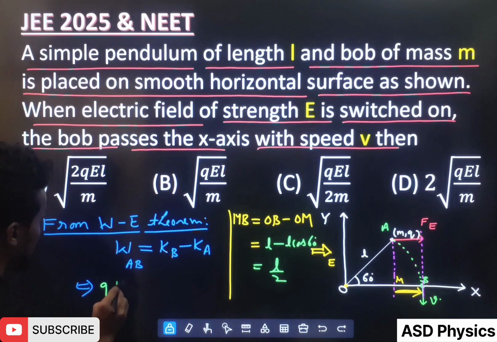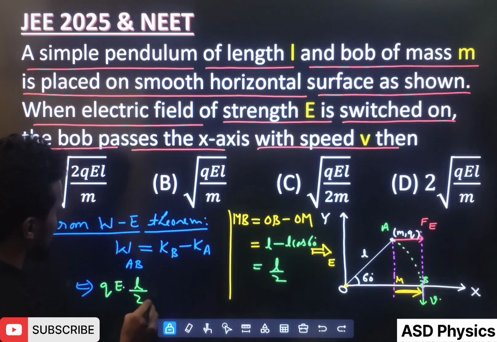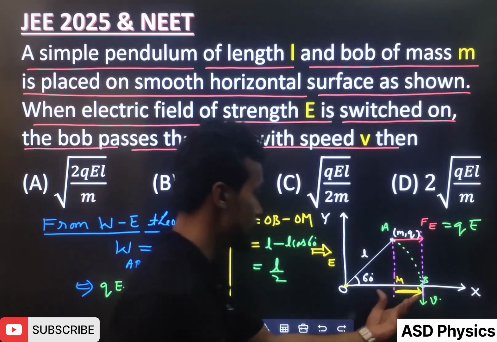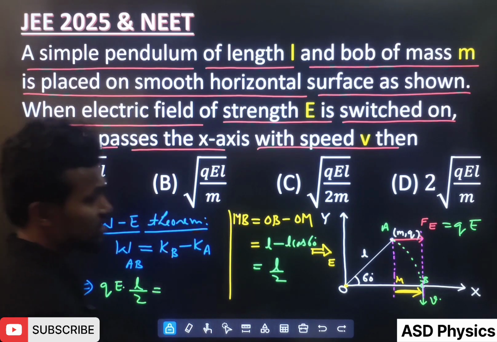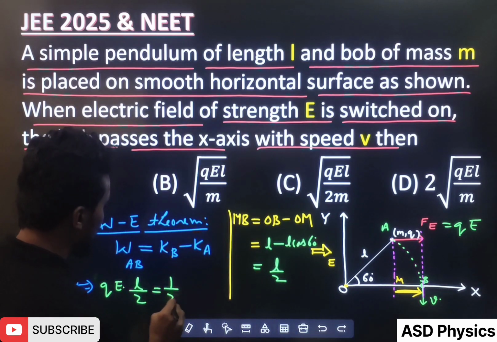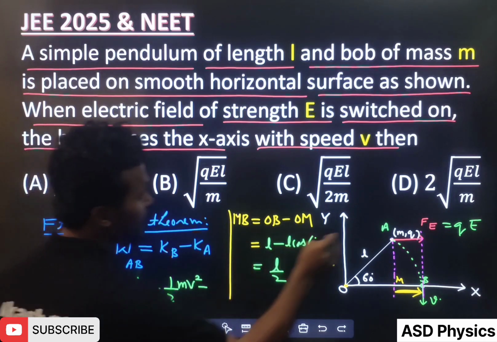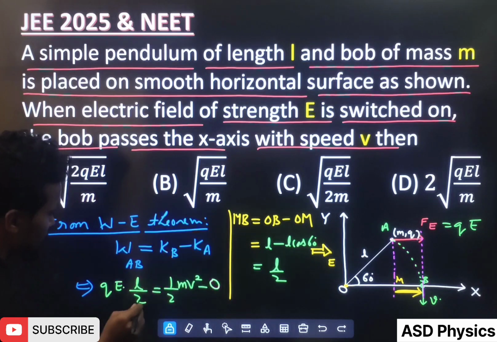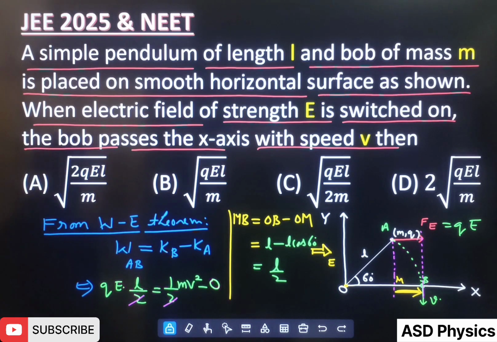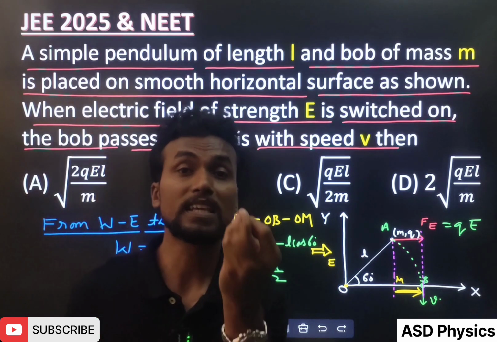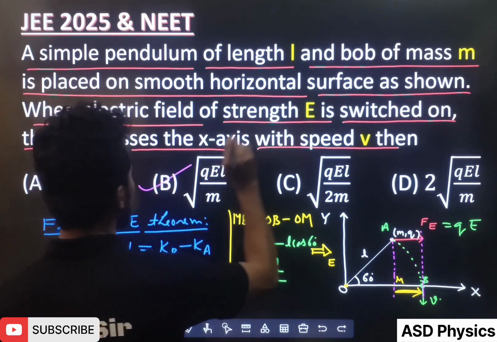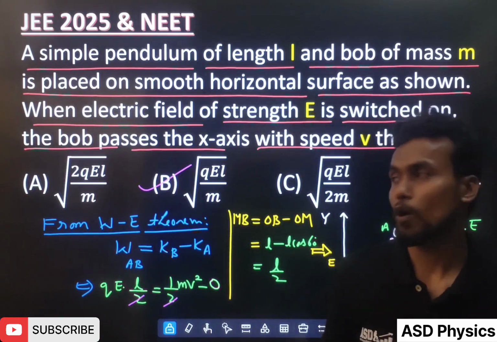So now the work done from A to B is force into displacement, both in the same direction. The force is QE and the displacement is L by 2. The kinetic energy at point B is half mv square, and initially there is no kinetic energy, it is 0. Here the 2 and the 2 will cancel out. That means v square equals QEL by m. So v is the square root of QEL by m. That means the correct option is option B.